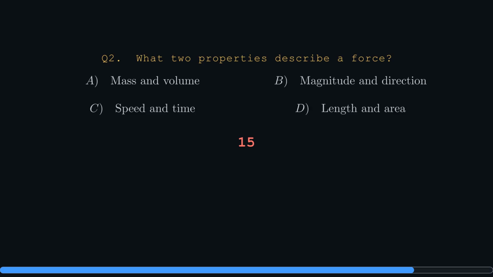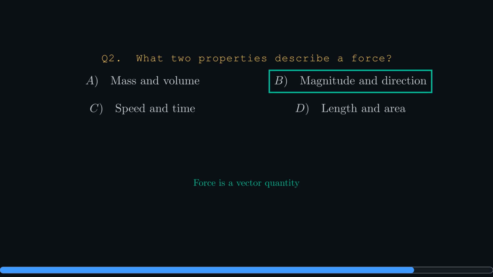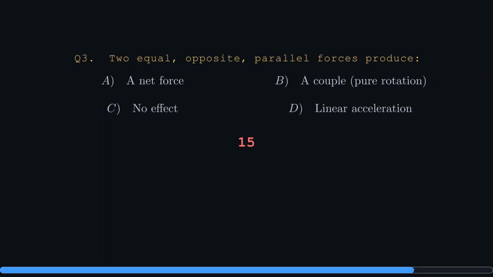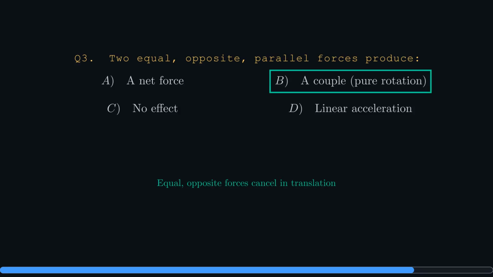Question 2. What two properties fully describe a force? The answer is B, magnitude and direction. Question 3. Two equal opposite parallel forces not acting along the same line produce. The answer is B, a couple, producing pure rotation.